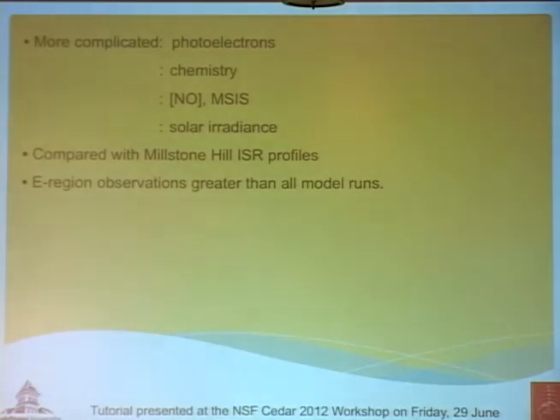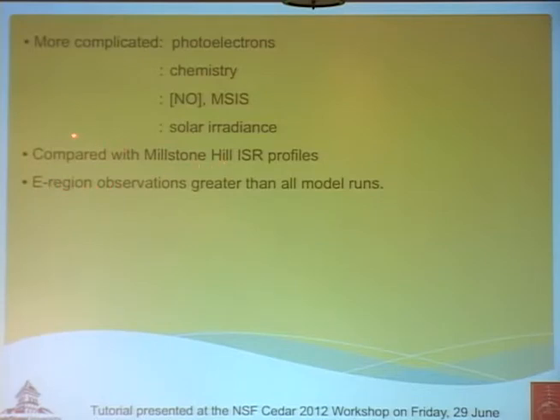So far we've got: photoelectrons are important. Chemistry, in this sense, is complicated. I now, for the first time, throw at you NO, nitric oxide. We'll talk a bit more about that. We're all using MSIS. Not entirely true, but MSIS would be a bottom boundary condition to TIGCM type models and other things. But solar irradiance. So you've got now 4 questions that you want to get answers to.